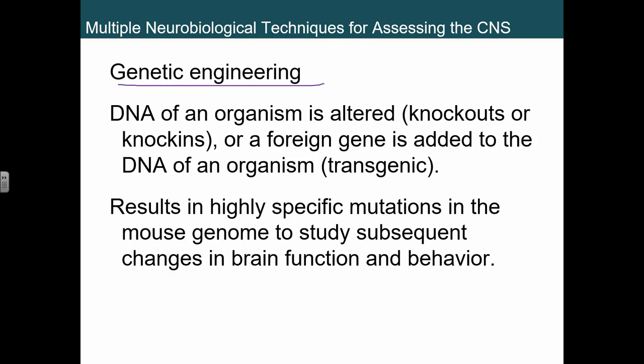Really, why are we interested in genetic engineering? Well, once we figure out that a particular gene is responsible for a disorder, we can develop an animal model that exhibits that. So we can either knock out, remove that gene, or knock in, put in a gene that would cause a problem, right? And we can use this to develop particular models of disorders, and then we can try to treat those disorders.